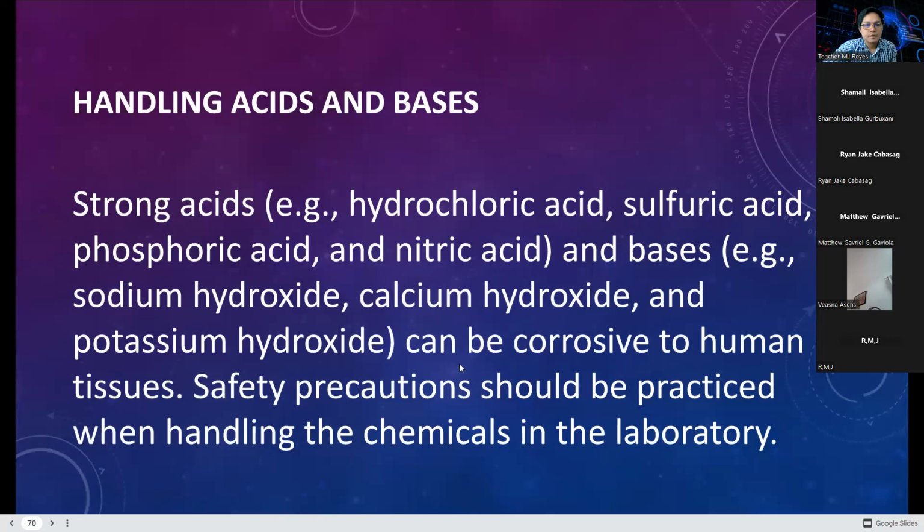Safety precautions should be practiced when handling these chemicals in the laboratory. This is the main reason why you need to have your laboratory gown. Why? This is for your own protection. That's the main reason behind it. This is not for aesthetics, but rather for protection. I don't want you to be harmed while doing the laboratory activities. You need to have your own lab gown in the laboratory.